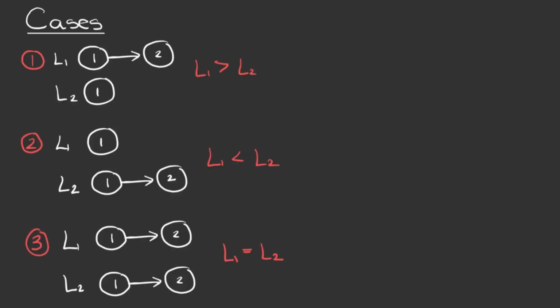It's important to note that there are a few cases for this problem. So for the first case, we have that L1 is greater in length than L2. The second case is that L1 is less than L2 in length. And then the third one is that they're equal. The example that we did earlier falls into case 3. So how do we deal with each of the cases?